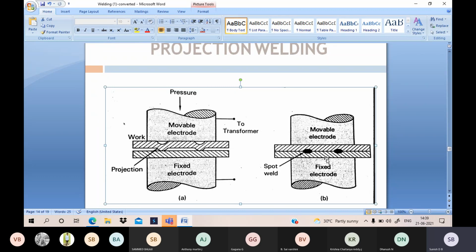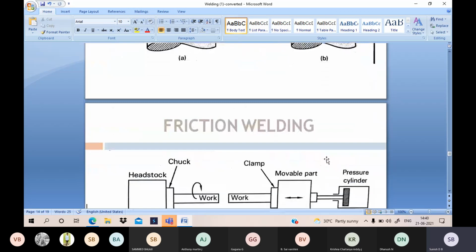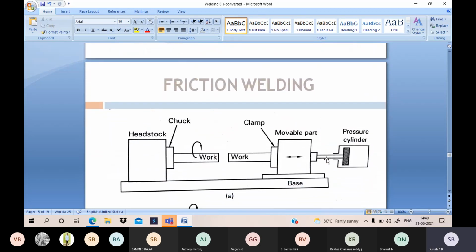Here also we are using a non-consumable electrode. The main reason for selecting non-consumable is that there is no contact between the workpiece welding joint and the electrode. That's why it is a non-consumable electrode. Any doubts?